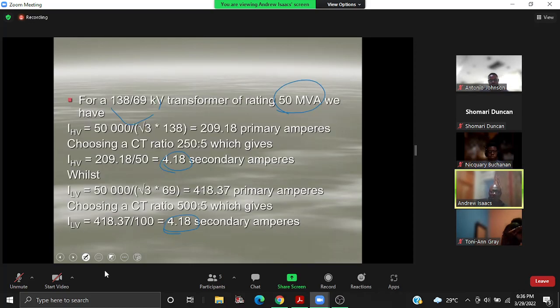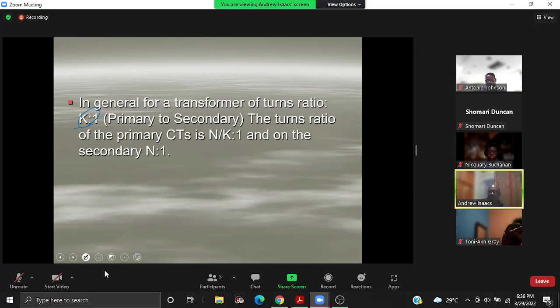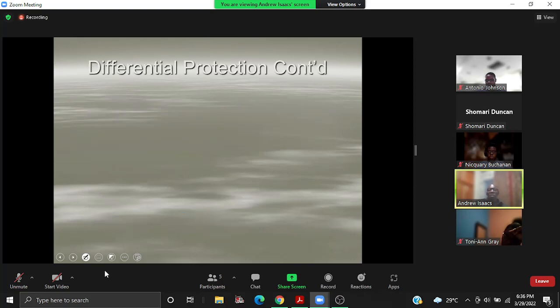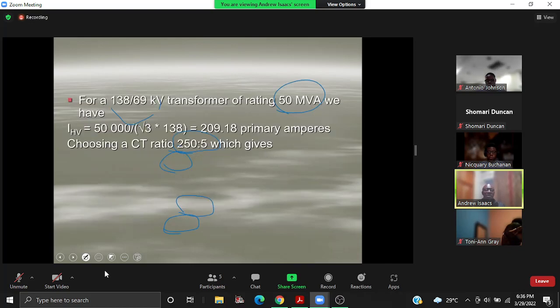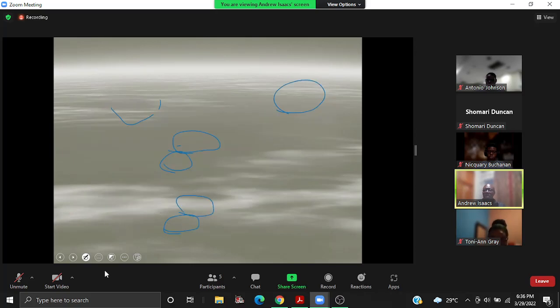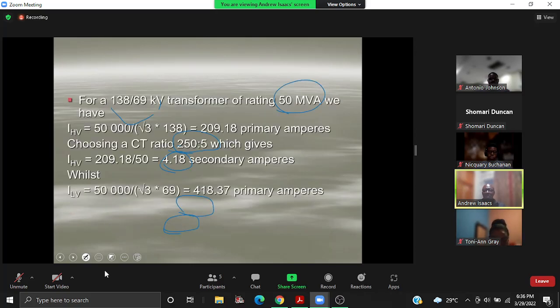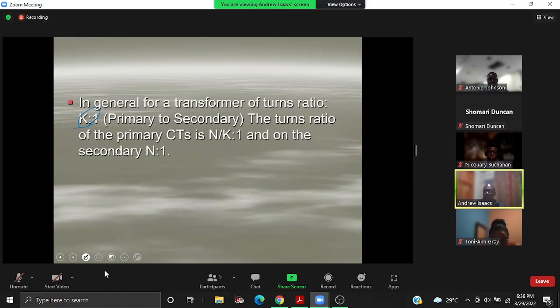Let's go back to the example. So this would be the 250. The N to 1 would be the 500 to 5. All right? So that's the second issue. The first issue is inrush. The second one is the fact that we have different voltage levels, but we deal with that by the choice we make for the CTs.